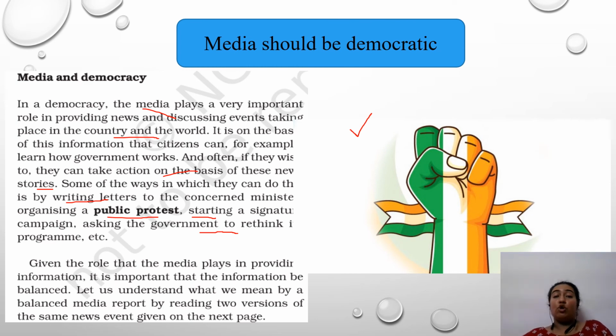Fine. So this is the role of media and how it should play democracy, because once it is democratic, then only the actual truth and reality will come in front of the citizens of the country who are watching.